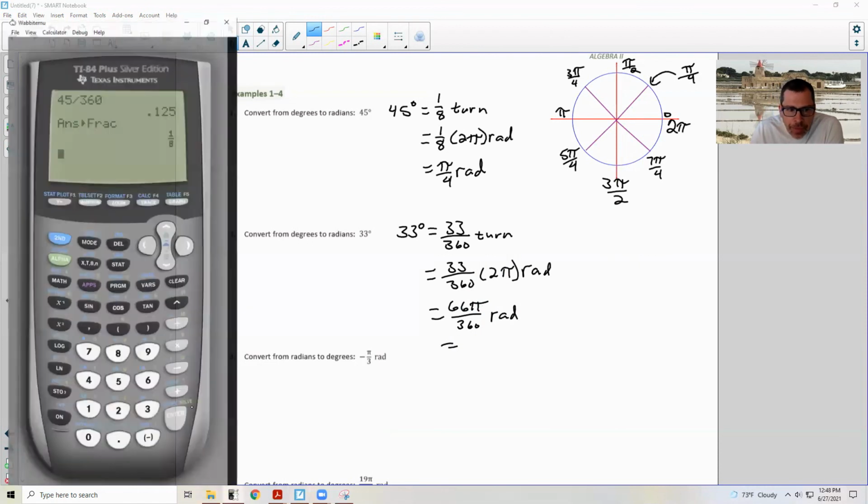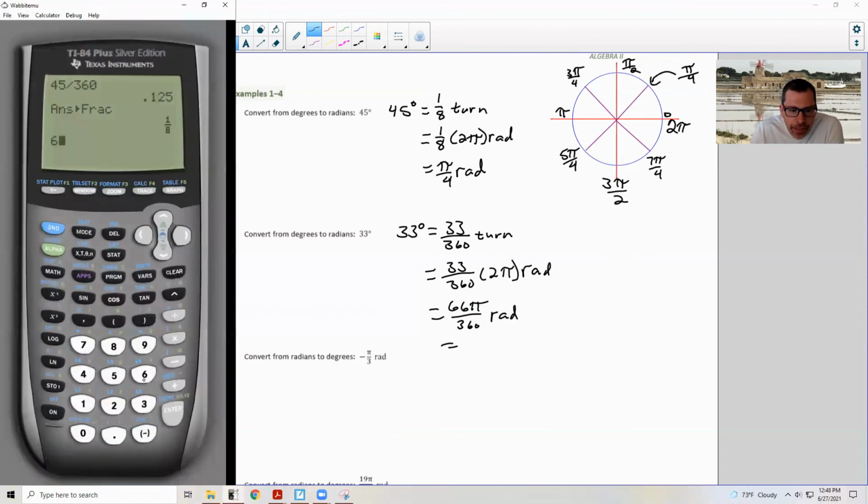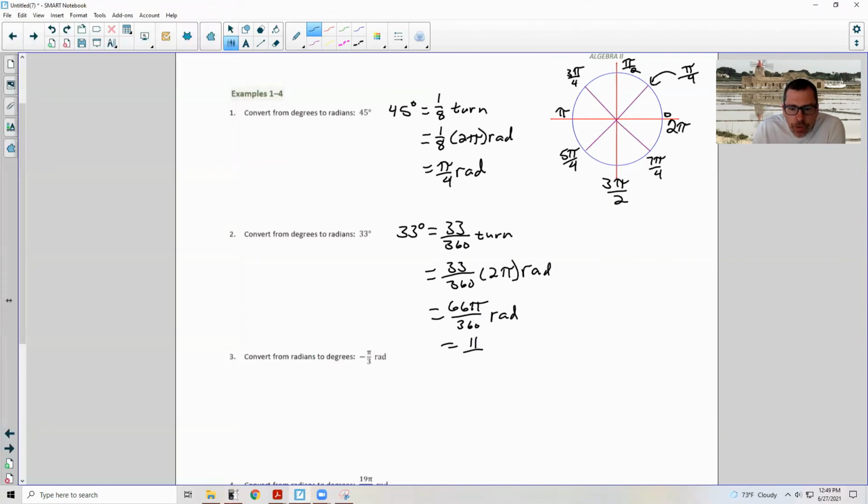So 33 times 2 is 66 pi radians over 360. Then I just take my calculator and say 66 divided by 360, and I get 0.183. And if I hit math, enter, enter, it will give me my reduced fraction, which is 11 over 60 pi radians. Okay, so there's the answer.